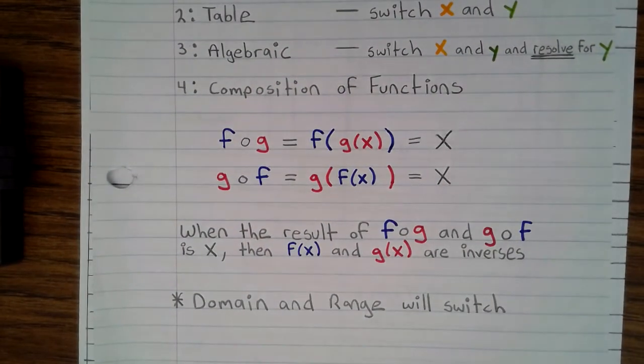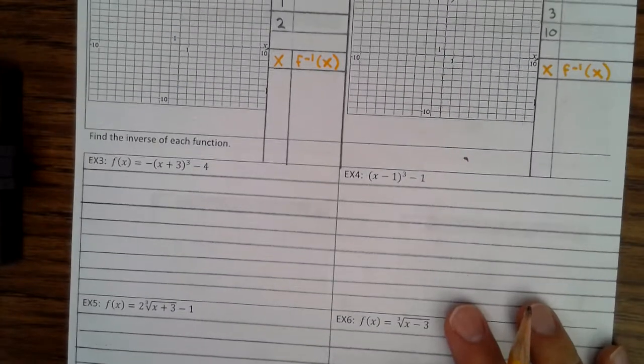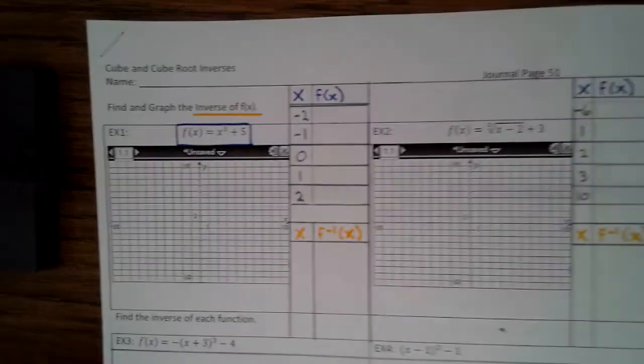f of g of x equals x, and g of f of x equals x. When the result of f of g and g of f is x, then f of x and g of x are inverses. And then a special note, when it comes to inverses, domain and range will switch. Okay, if you would update your notes. Okay, now your notes are updated. Let's take a look at the examples.